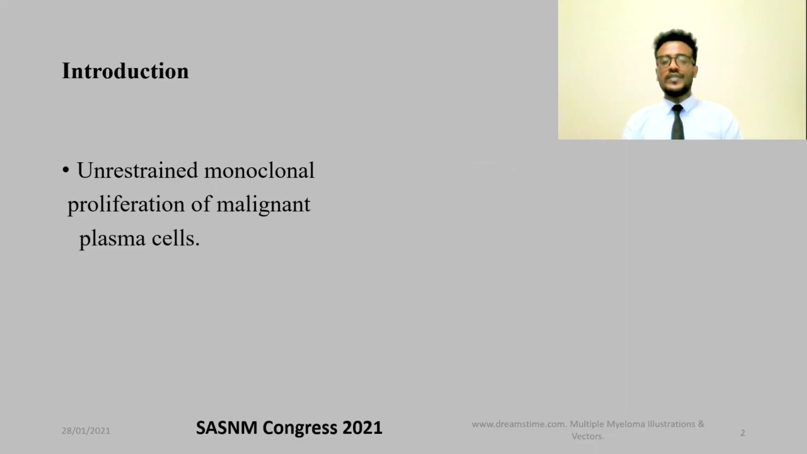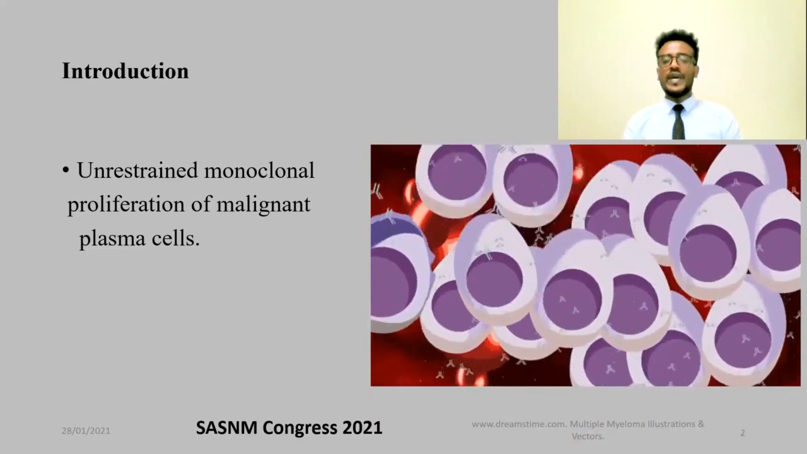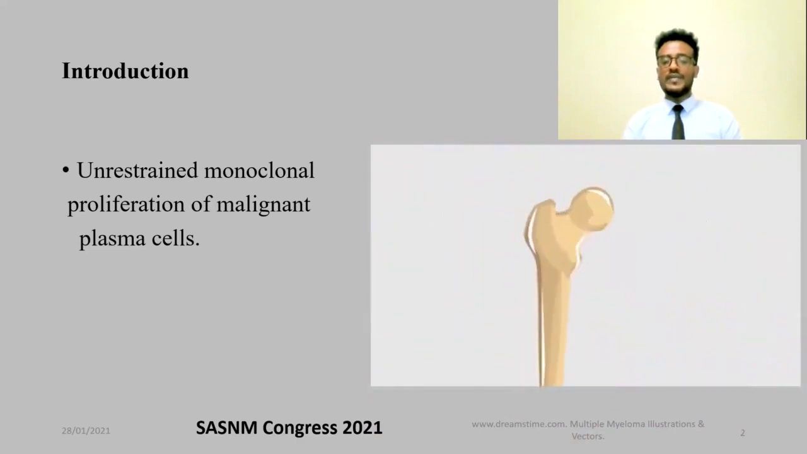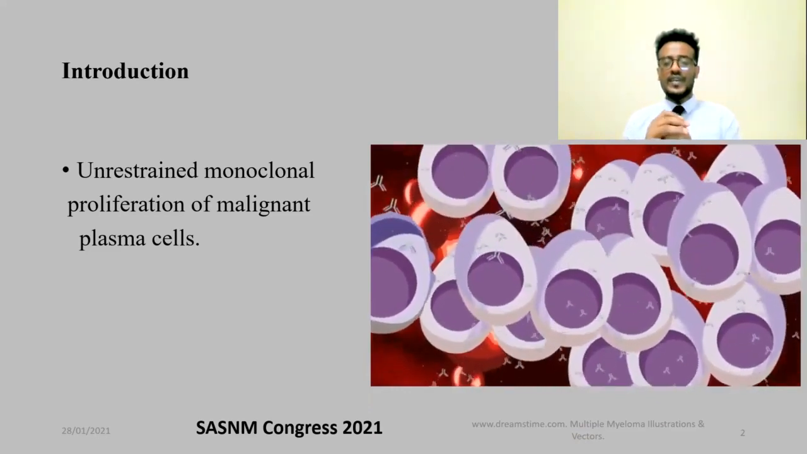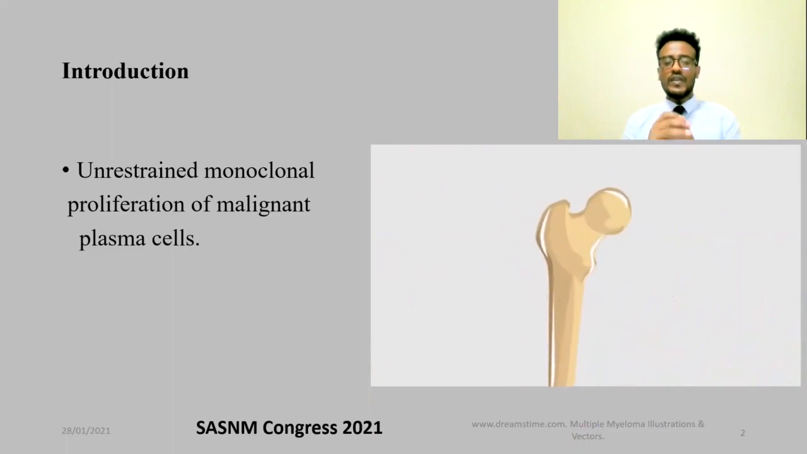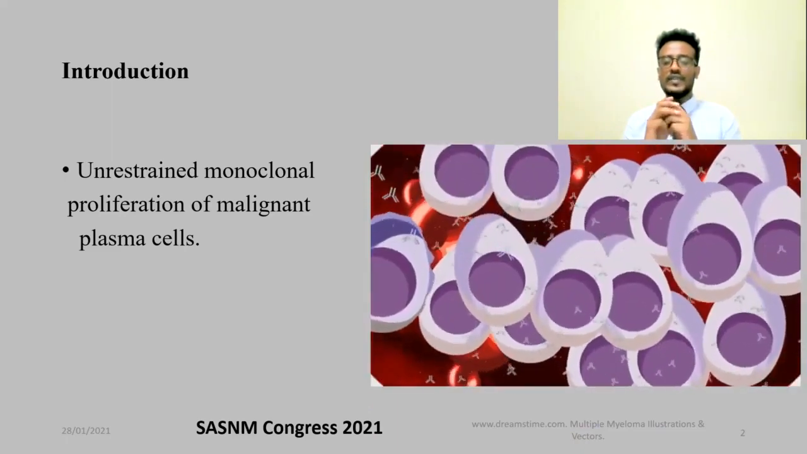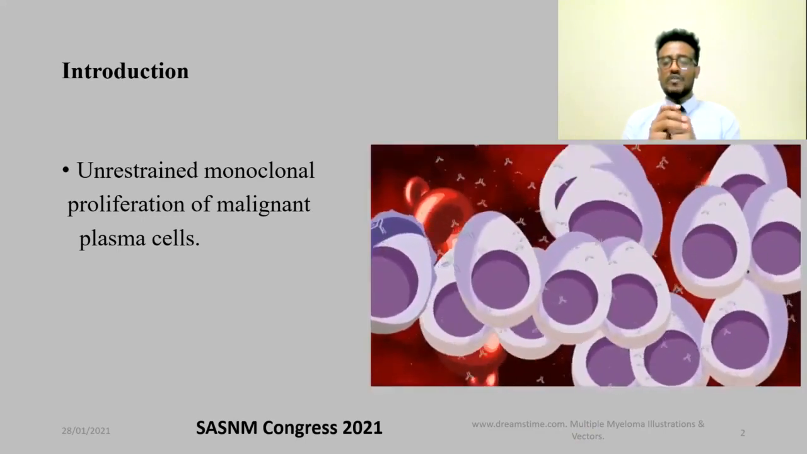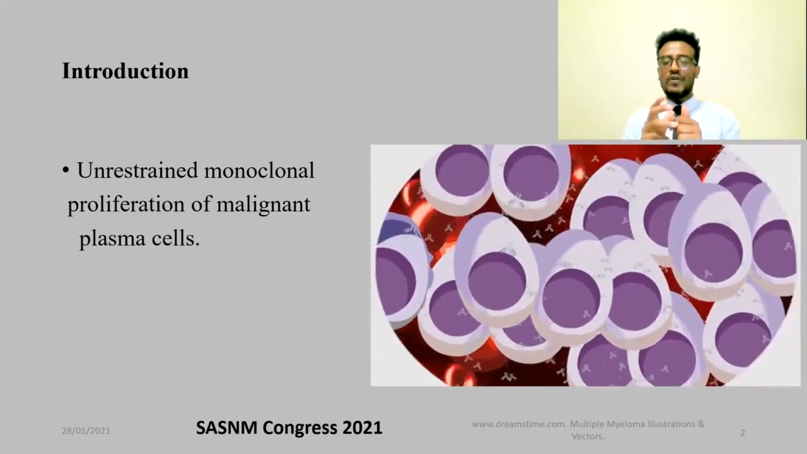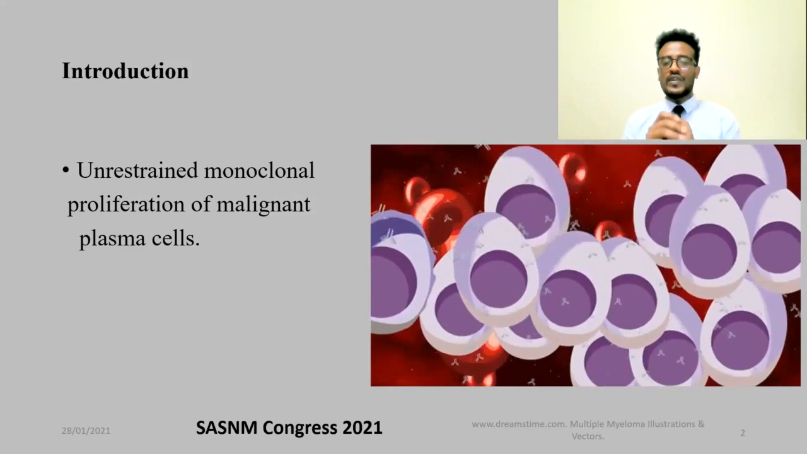So to start with, what is multiple myeloma? As you can see in this animation video, multiple myeloma is a plasma cell neoplasm which is characterized by unregulated monoclonal proliferation of these malignant plasma cells within the bone marrow. Then these malignant plasma cells produce abnormal proteins called the monoclonal proteins and light chains, which causes end organ damage.